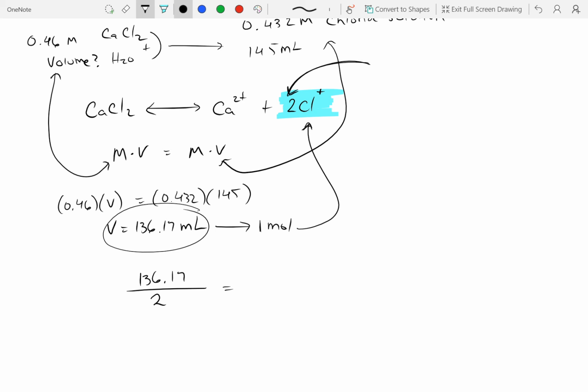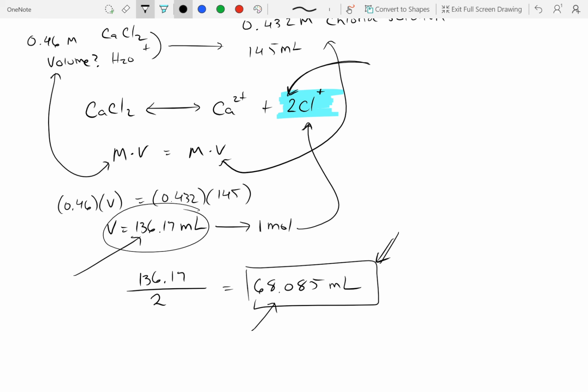So whenever you divide 136.17 by 2, what we get is 68.085. I'm pretty sure that this is the volume they're looking for, but again, I'm not 100% sure. I am pretty confident it's going to be either 136.17 or 68.085. My best guess is it's going to be 68.085.